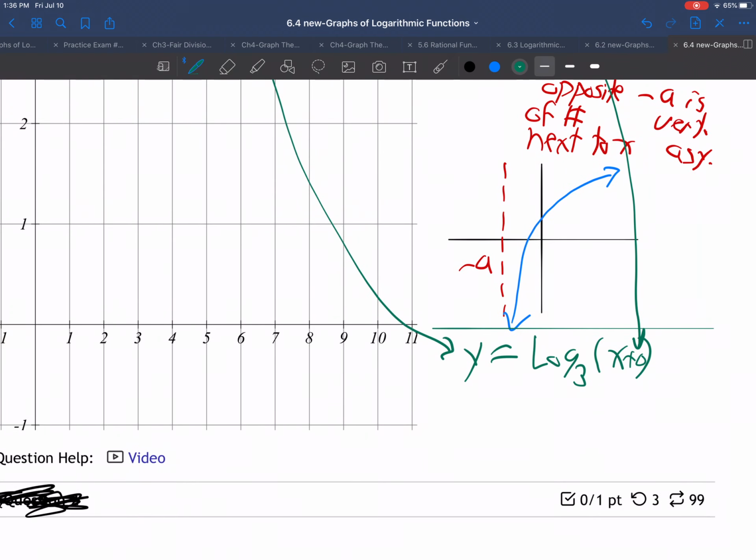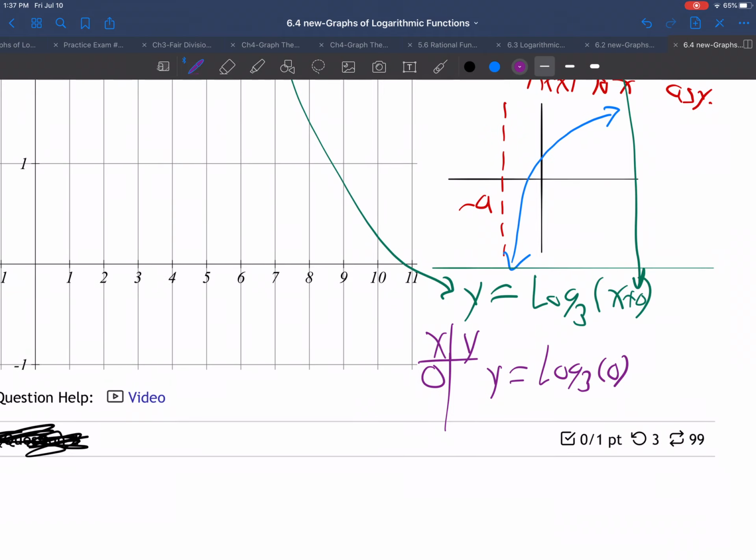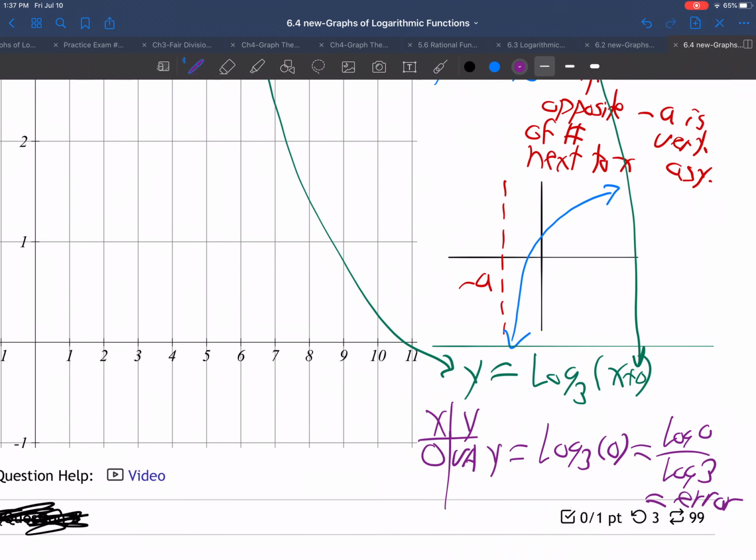Okay, and let's see it. Let's just make a table. I think that'll be the easiest way to see everything. I'm just going to make an xy table here. I'm just going to start by plugging in 0, and we get log base 3 of 0. Now, you don't have a log base 3 button on your calculator, so how are you going to do this? Well, you go log 0 over log 3, which will give you error, by the way, because this is the vertical asymptote. But I want to explain what I just did there also.